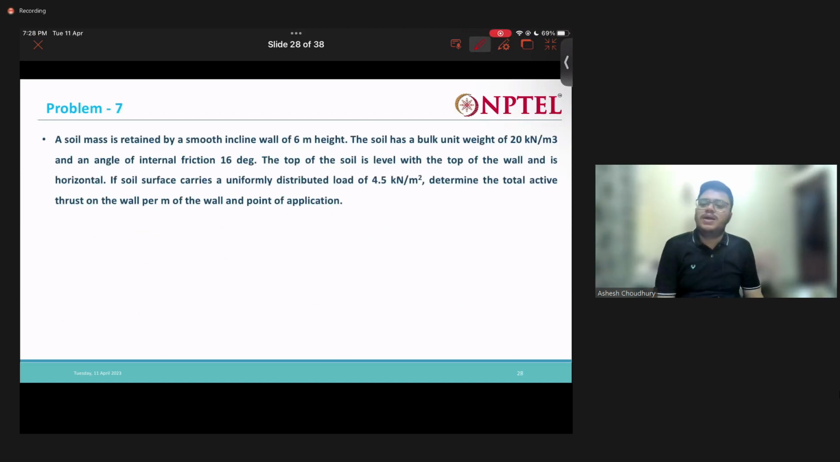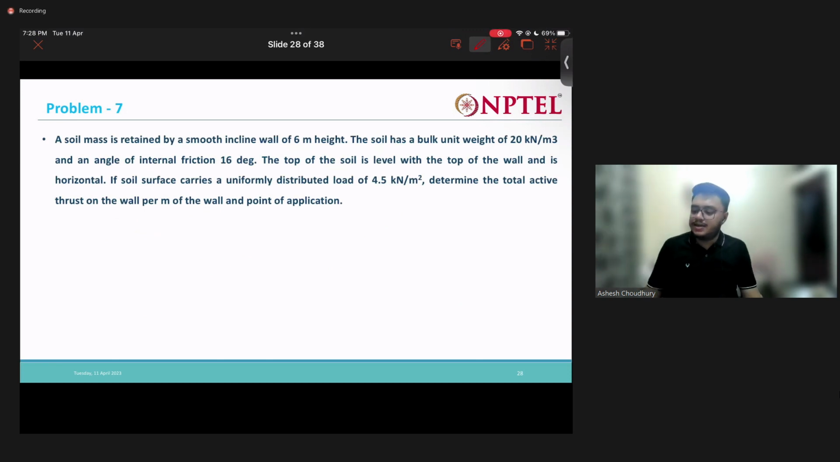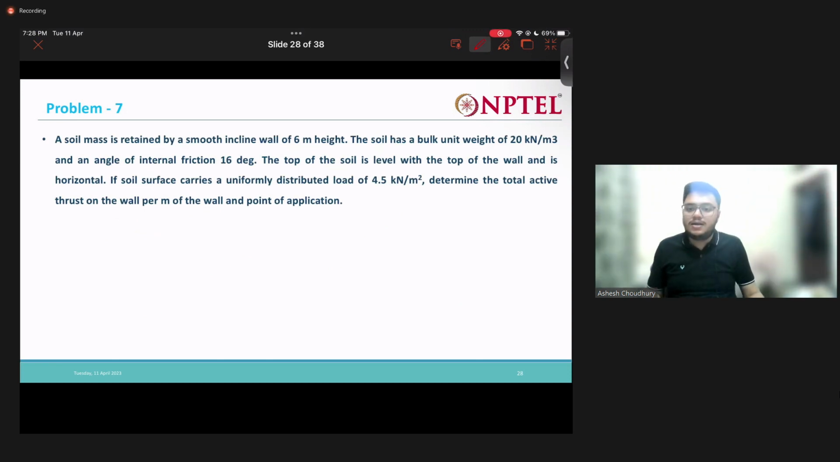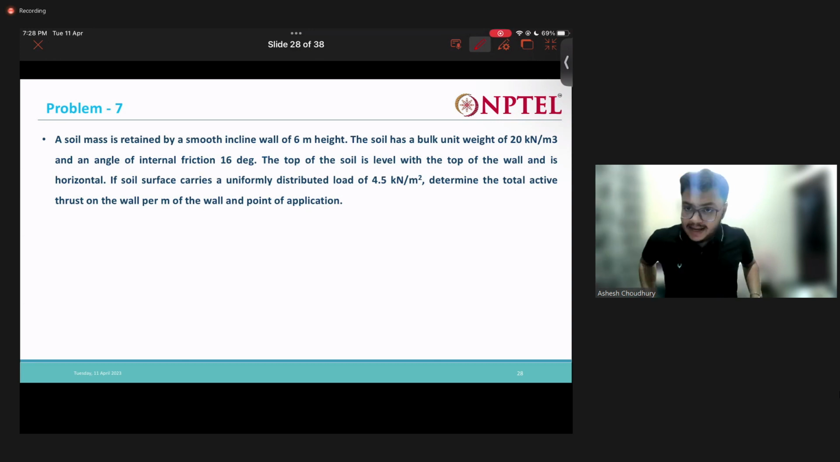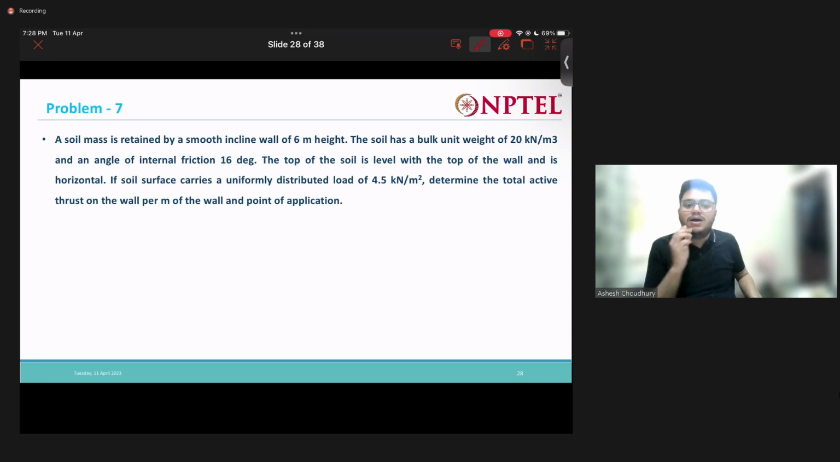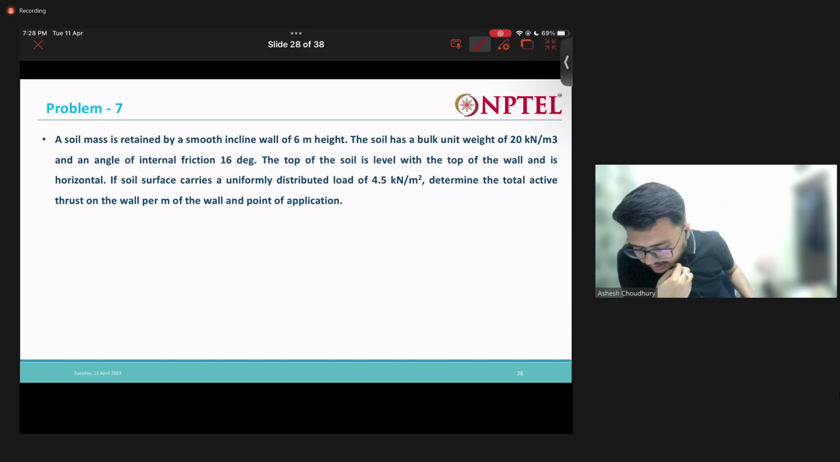Now next, a soil mass is retained by a smooth inclined wall of 6 meter height. The soil has a bulk unit weight of 20 kilonewton per meter cube and an angle of internal friction 16 degrees. The top of the soil is level with the top of the wall and is horizontal. If the soil surface carries a uniformly distributed load of 4.5 kilonewton per meter square, determine the total active thrust on the wall per meter length.